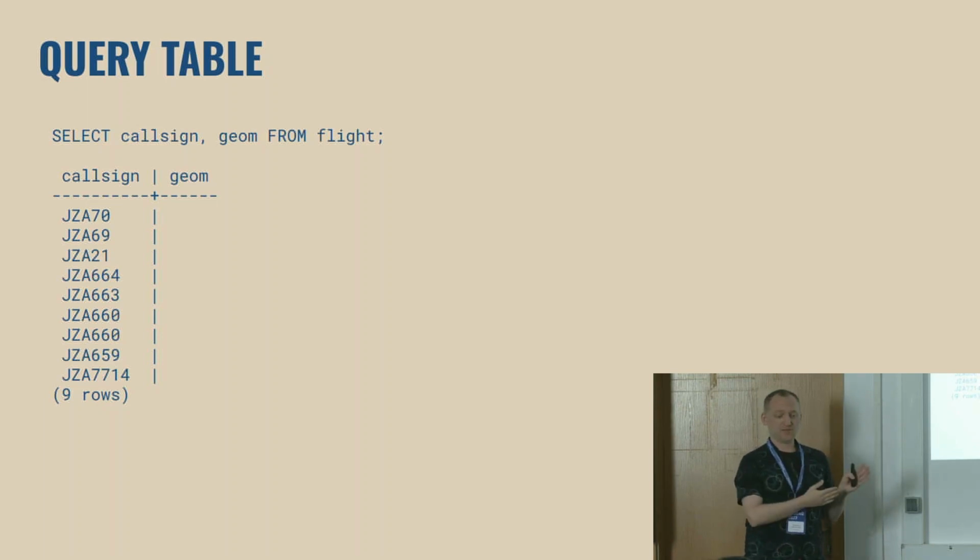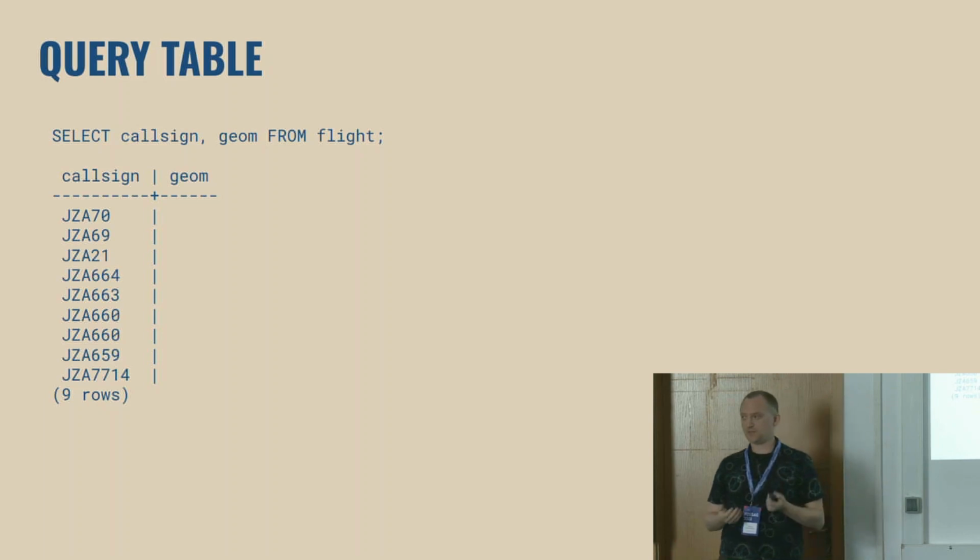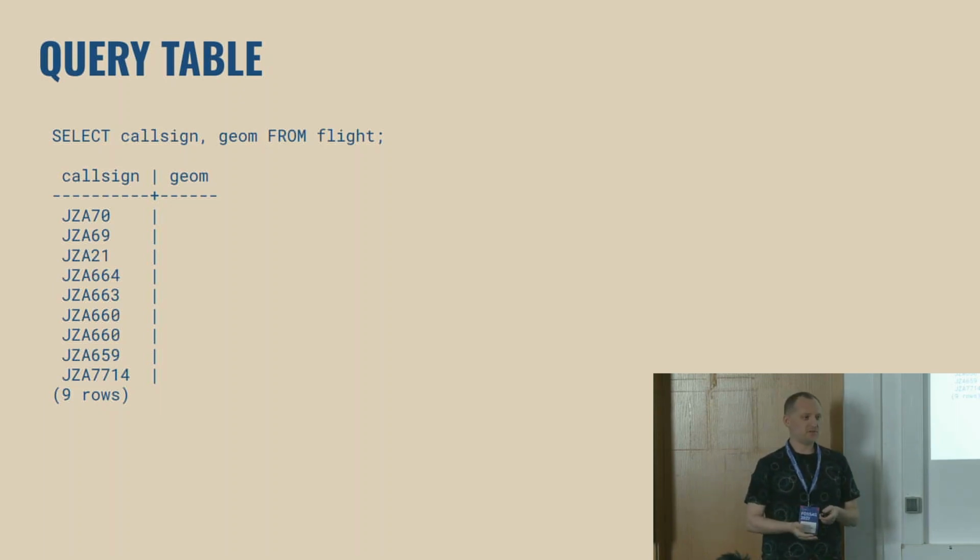Now, if you're observant, you'll notice that there's no geometries here. And that's because the flights endpoint does not return geometries. It only returns that really simple metadata. So how do we populate the geometries field?